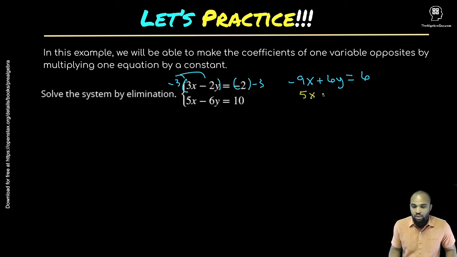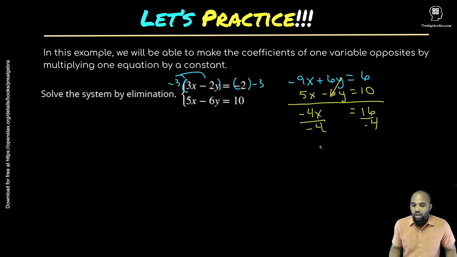5x minus 6y equals 10. All right, so it should be easy to add these up. -9 and 5 give me a -4x. Adding 6 and -6 is easy, they just cancel. Now I'm left with 6 plus 10, which is 16. Dividing both sides by -4, I'm left with x equals -4.